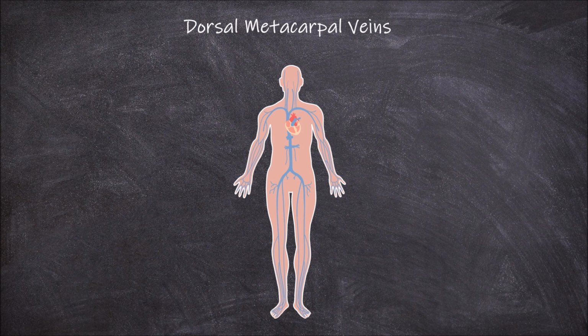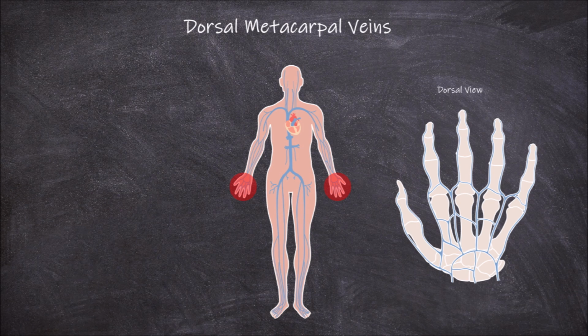In this video I'm going to go over the structure and function of the dorsal metacarpal veins. Firstly, where are these veins located? The dorsal metacarpal veins are located on the dorsal surface of each hand. If we take a closer look at the veins on the dorsal surface of the right hand, we can see the dorsal metacarpal veins highlighted in red.